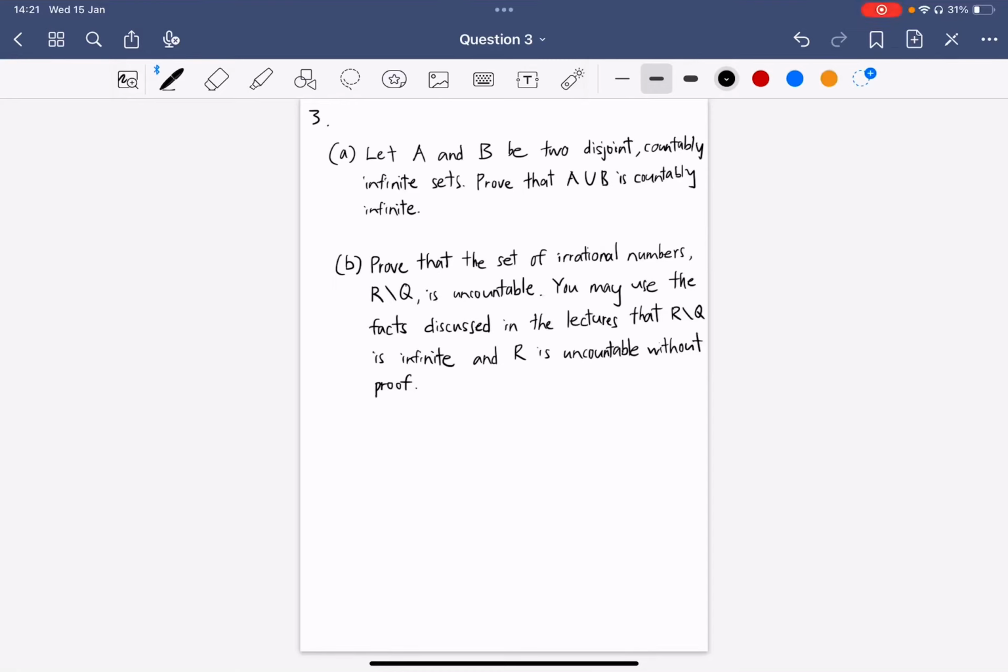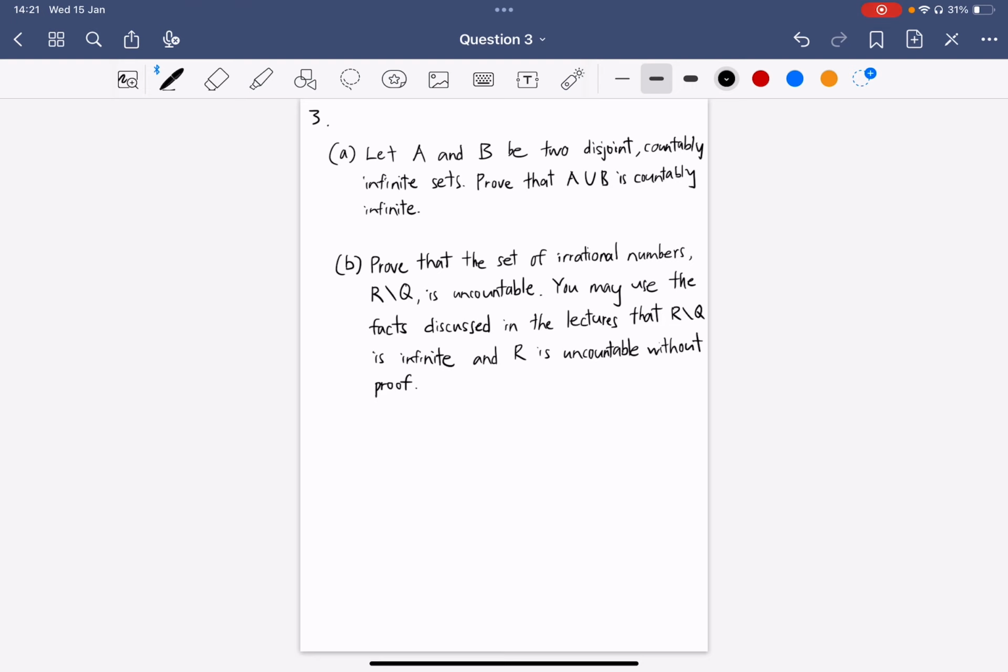This is question 3 of assignment 3, and there are two parts to it. In part A, it wants us to prove that for two disjoint sets, A and B, which are countably infinite, the union of these two sets, A and B, would be countably infinite as well. So it wants us to prove that in part A.